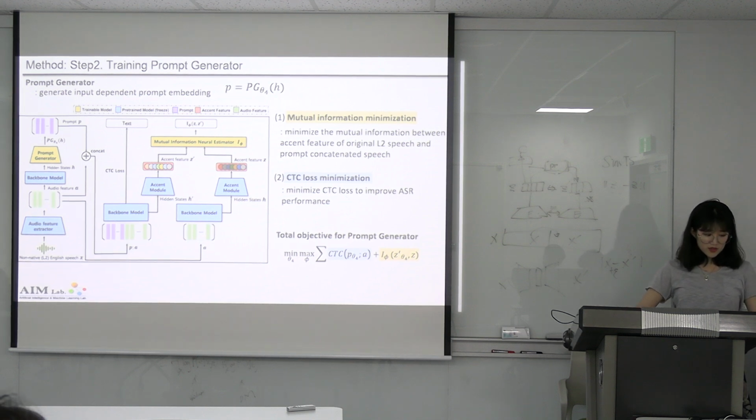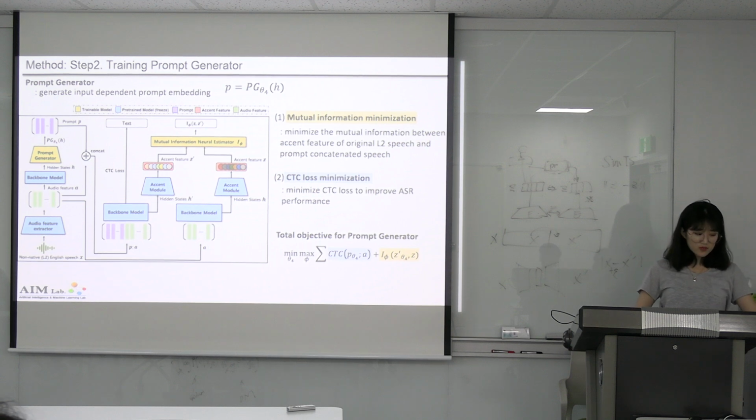And the backbone model trained with native speaker speech generates the prompt that can improve ASR performance. And this makes the backbone model recognize that the accent of the non-native utterance concatenated with a prompt is similar to that of the native speaker. Therefore, by combining two objectives, mutual information and CTC loss minimization, to learn a prompt generator, when a prompt is input along with a non-native speaker's utterance, the model recognizes the non-native speaker's utterance as if it is close to the native speaker's accent. And this can improve the ASR performance.